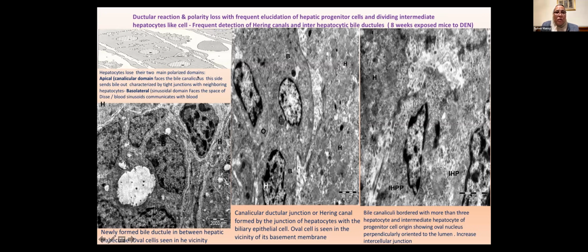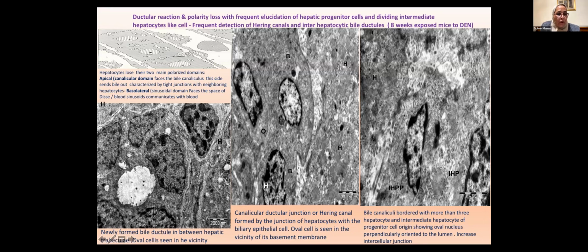Hepatocytes lose their 2 main polarized domains, the apical canalicular domain, which is one of the domains that we search for as a sign of pathological changes. This side secretes bile. This side is present the bile canaliculus with tight junction of the hepatocytic interface, and the second domain is the basolateral domain or sinusoidal domain. This is lost during the transformation of hepatocyte cell to malignancy.